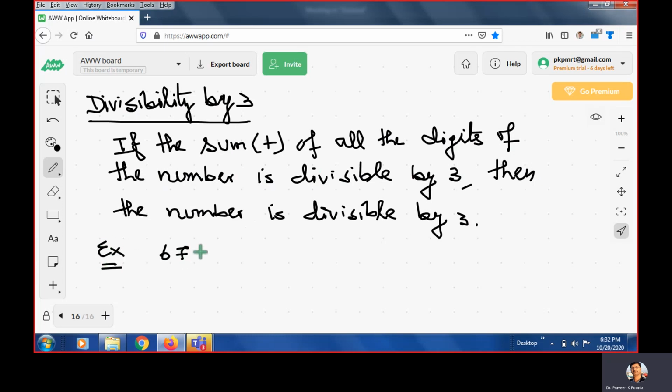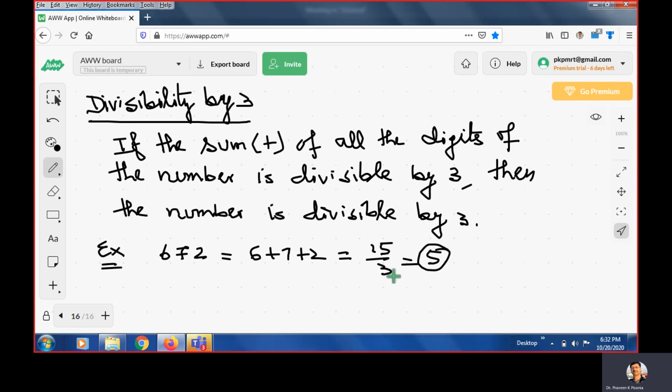For example, 672. So what will we do? We will not check directly. We will do 6 plus 7 plus 2. What are we saying? Sum of all digits. 6 plus 7 plus 2. How much is it in total? 6 plus 7, 13, plus 2, 15. And if we divide 15 by 3, it is divisible.